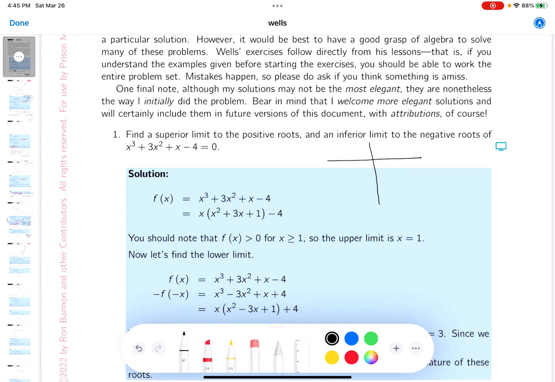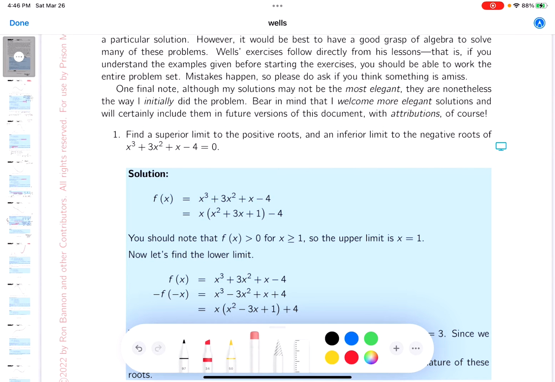I see a y-intercept at -4. I know the function is going to be going down at some point and up at some point. What they're asking about is where are the roots? What's the biggest one it could be? What's the smallest one it could be? All right, superior up here, inferior down here. So the way we do it is basically like sign analysis, and I'll go through it.